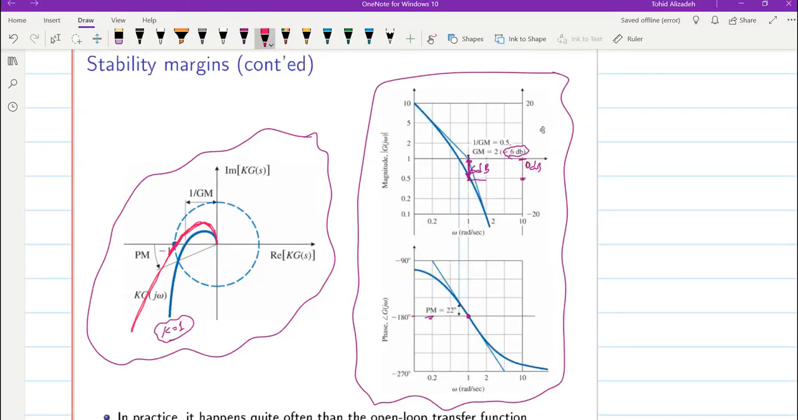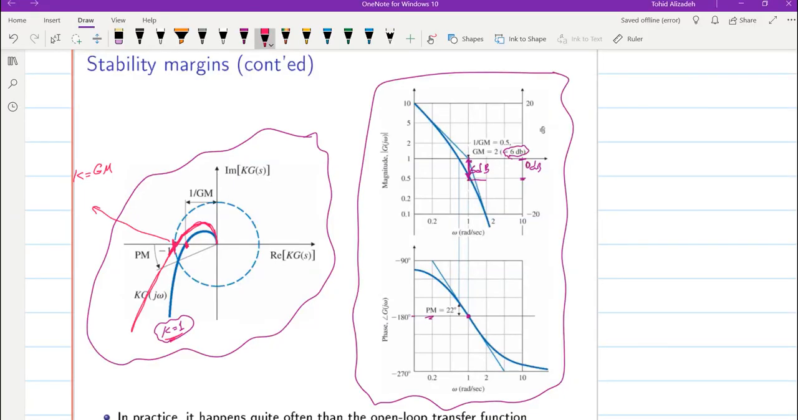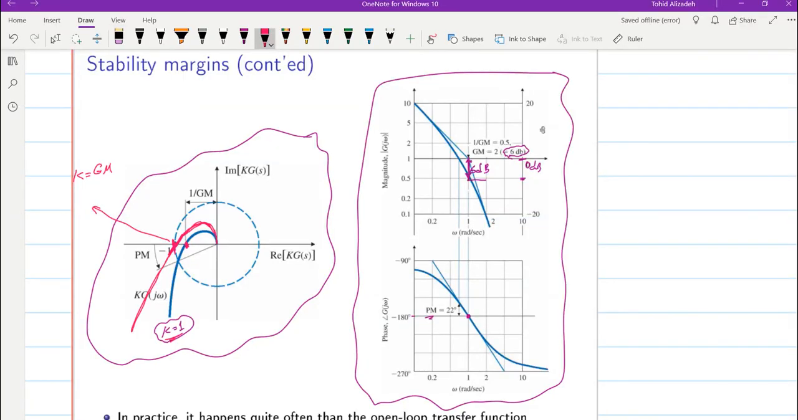So over here we have k equal to 1, and here we have indeed k equal to the gain margin. That's the amount of the increment. But now we see that the amplitude when the phase is equal to -180 is here. Yeah, here we have the amplitude.